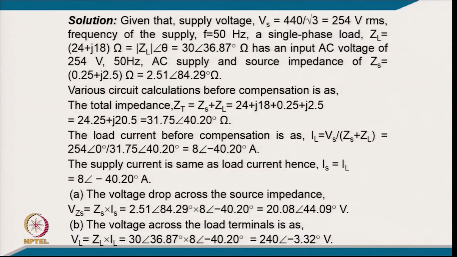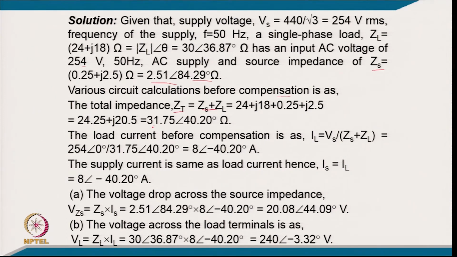So, coming to the numerical part, given that the supply voltage Vs equals 440 by root 3, 254 volt RMS, frequency of supply 50 hertz, and a load ZL equal to 24 + j18, that is 30 ohm at the angle of 36.87 degree, with the input voltage of 254, that is 415 by root 3, 50 hertz AC supply, and source impedance is 2.51 ohm at the angle of 84.29 degree. So, various circuit calculations before the compensation.